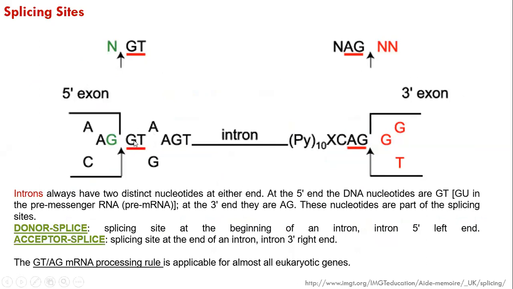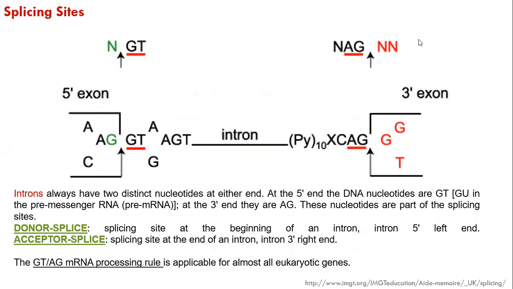There is a consensus sequence given in the exon-intron bridge. You always have a GT here. You always have the AG here. Every intron-exon sequence will have it. That's called consensus sequences. Donor splice and acceptor splice regions are there.